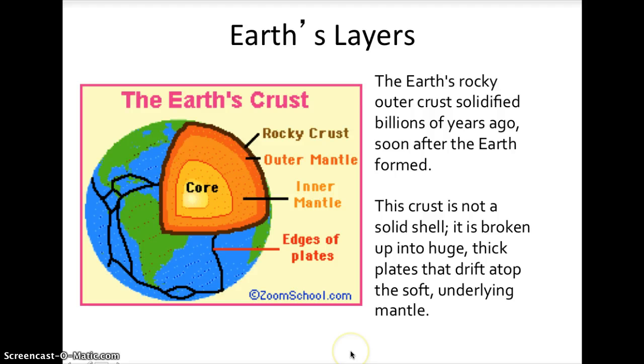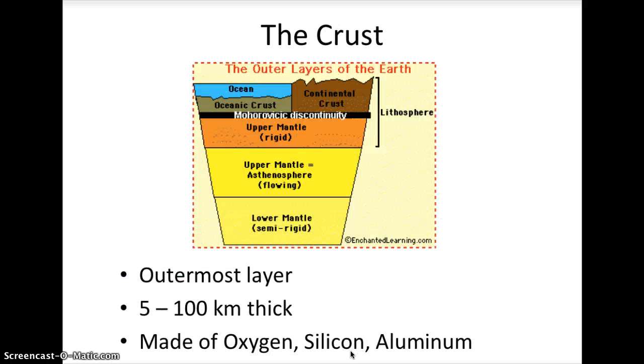All right, so write that down. Pause the video to do so. All right, so we're going to talk about the crust, which is the top layer. The top layer, the crust itself, has some layers. It's about 5 to 100 kilometers thick, so that's like 2 to 60 miles thick.